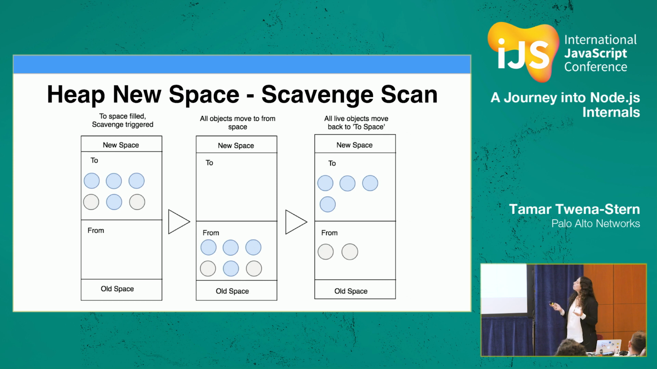And the blue objects are the active objects, and the gray objects are the inactive objects. So the process is simple. Everything goes from the from-space, and then only the active objects are going to the to-space. And that is the process that's happening in the heap in the new space itself. As we said, if an object survives two of those scans, it goes into the old space, and when it goes into the old space, you would start having memory leaks.